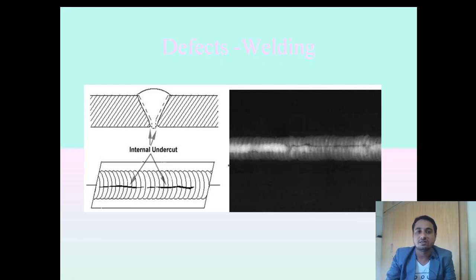Now internal root undercut, which is sometimes called internal undercut. In undercut, if you are using higher current, it will burn the weld metal near the root, here and here, and create an undercut. That will appear as two lines nearby, or you can get one line like this at the center. So this is the undercut.